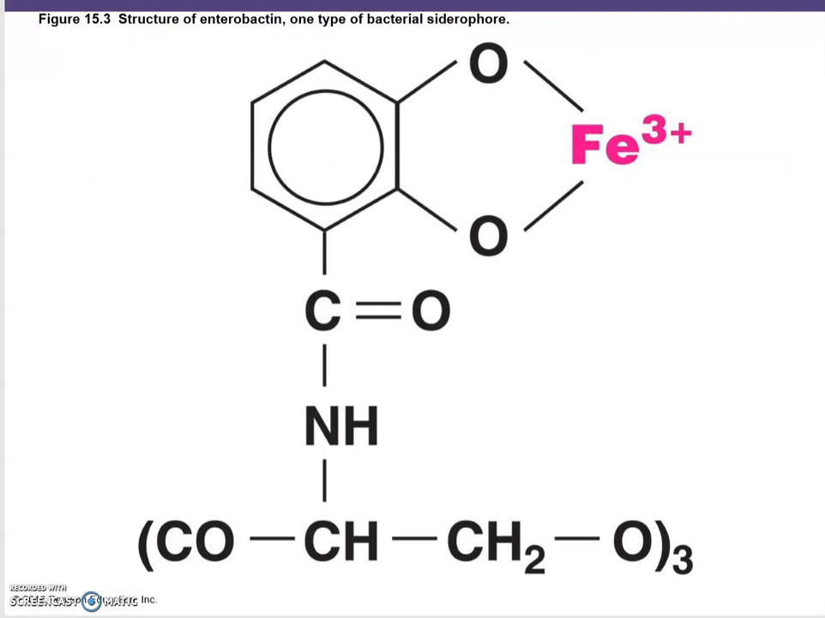Here is an example of a bacterial siderophore. It's a molecule that binds iron tightly, more tightly than the host cell proteins or molecules can. And so therefore, the iron is attracted to the bacterial siderophore and then helps the bacteria to grow.